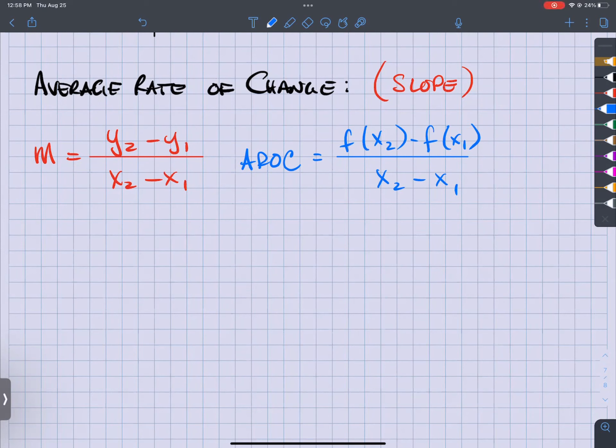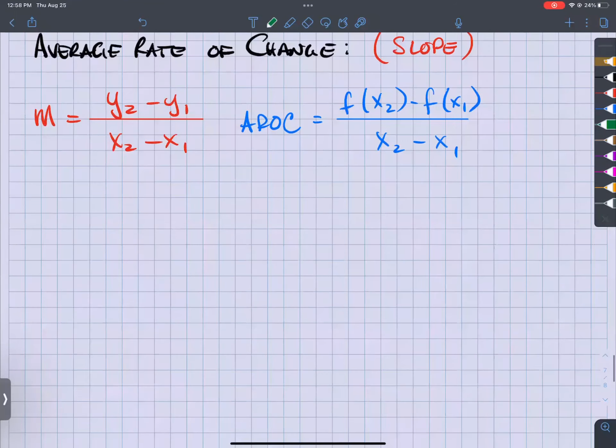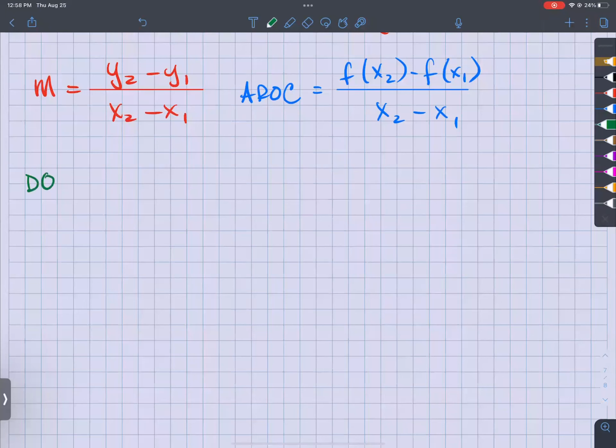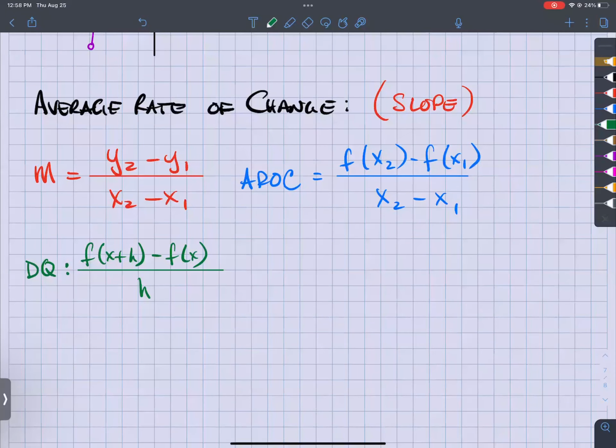Yes. And what else did I mention so far this week that is also about the slope? I said something else that really means the slope. The difference quotient. Yes. The DQ, the Dairy Queen. Okay, so all three of these mean slope.